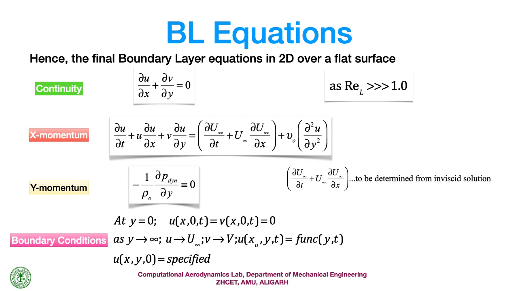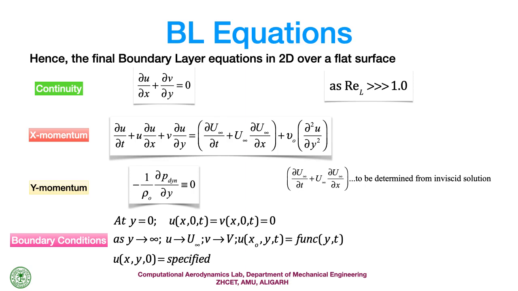Now, the y momentum equation, which again I have written as del p over del y equal to 0. Now the boundary conditions are very easy. Since there is no slip at y equal to 0, the u and v velocities are both 0. As y goes to infinity, u becomes equal to u infinity and v becomes equal to v infinity. But v infinity is not a significant thing. u just becomes equal to u infinity.